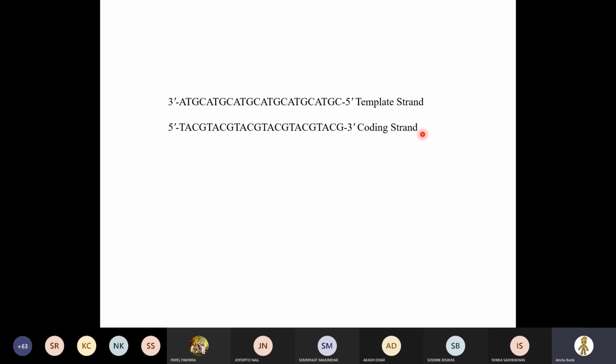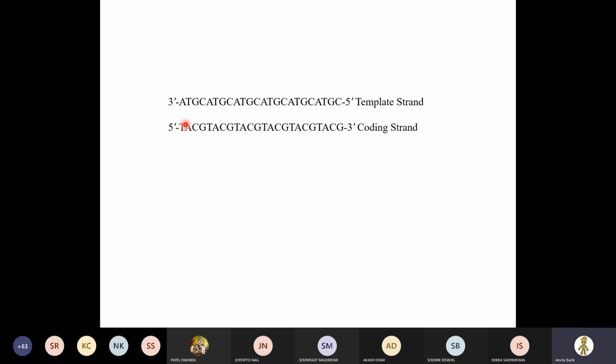Basically, RNA is forming base pairs with the template strand. So A will pair with U, T with A, G with C, and C with G. Whatever it forms is exactly the same as the coding strand, except that instead of T, we have U. Clear? But if you do not give the polarity, 5' to 3', then you are getting zero.